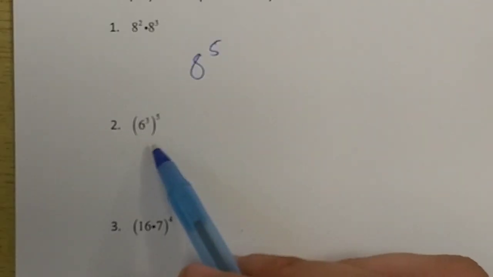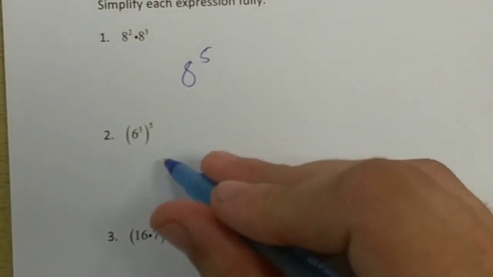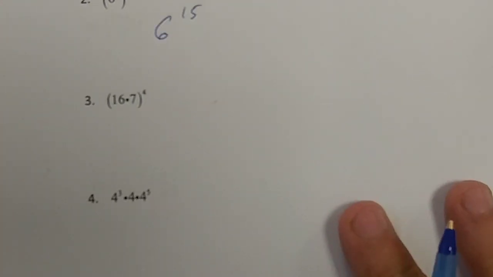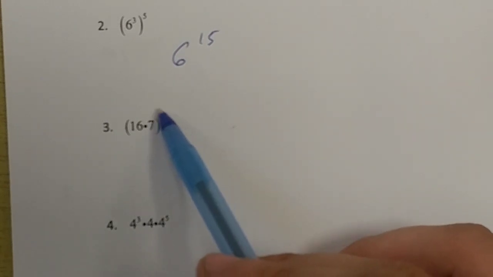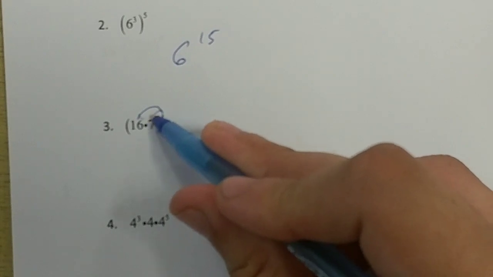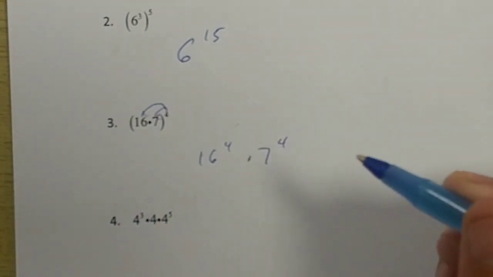Over here, when you do an exponent to an exponent, so 6 to the third, all to the fifth, you multiply them. So that'll be 6 to the 15. Now, you could distribute, if there's a multiplication on the inside, the exponent to everything here. So this 4 will go here and here. So it's 16 to the fourth times 7 to the fourth.